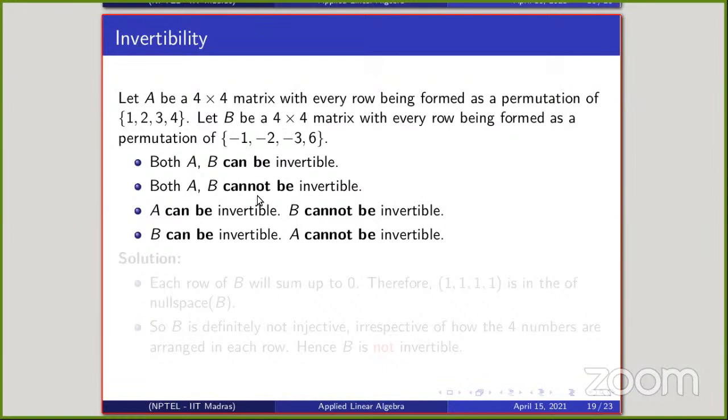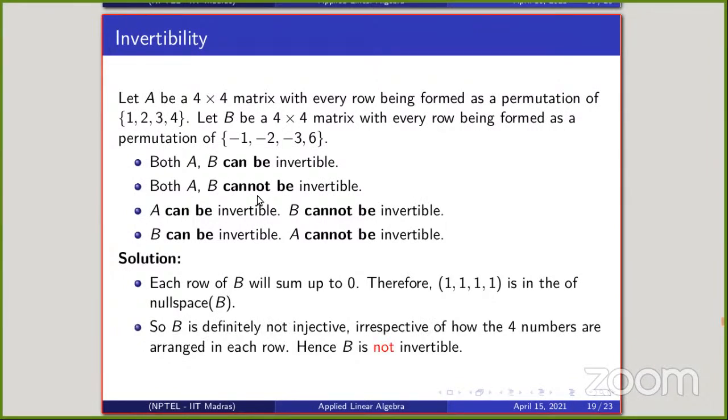So if you look at the solution, each row of the matrix B has the numbers -1, -2, -3, and 6 in any order. Each row will have all these four numbers in some order. So the sum of each row of matrix B is 0. So the vector of all ones is in the null space of B, which means the rank of matrix B is less than 4. So matrix B is not invertible.